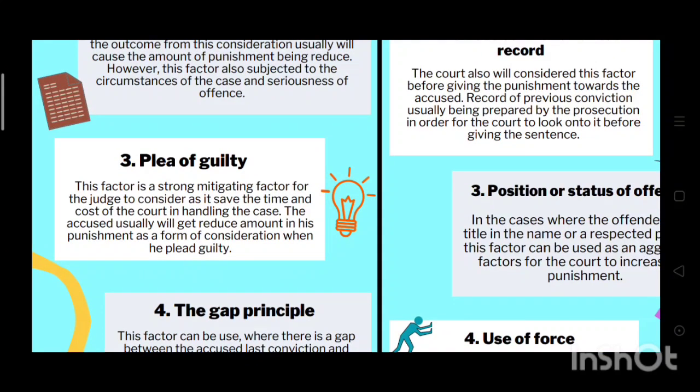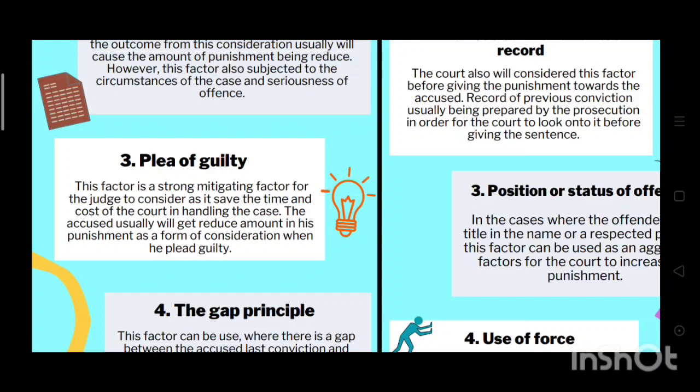This is a strong mitigating factor for the judge to consider, as it saves the time and the cost for the court in handling the case. The accused usually gets a reduced punishment as a form of consideration when he pleads guilty. In the appeal of Zaidun Sharif against public prosecutor to the High Court, the court laid down guidelines relating to sentencing, stating that it is an accepted rule of practice that the accused should be given credit or discount for pleading guilty, where the punishment is not the maximum imposed by the law, but the sentence which would have been imposed if he had claimed trial and had been found guilty.